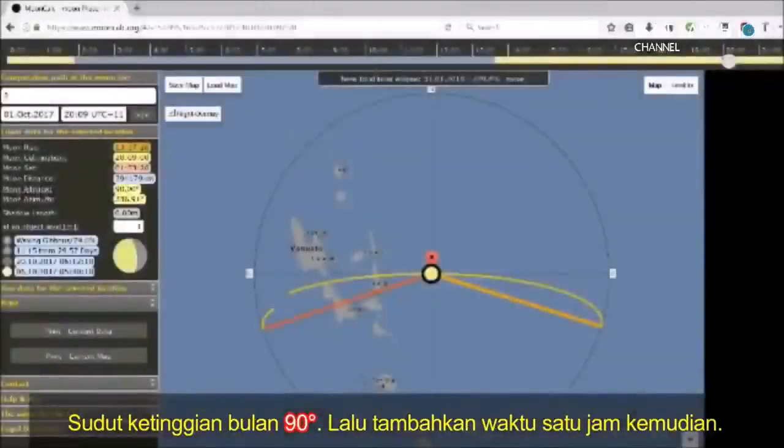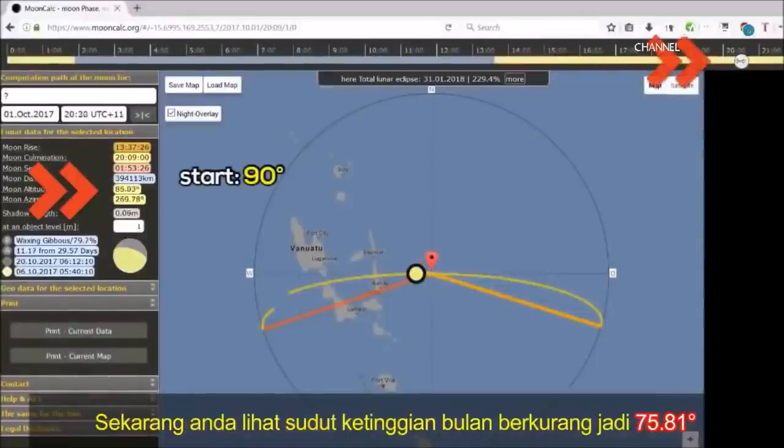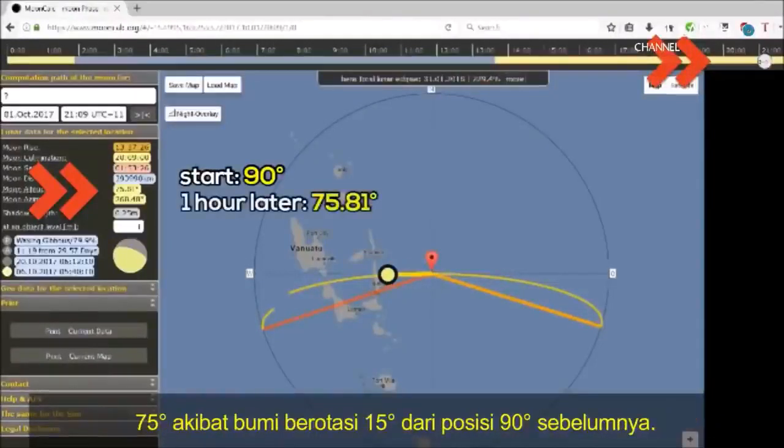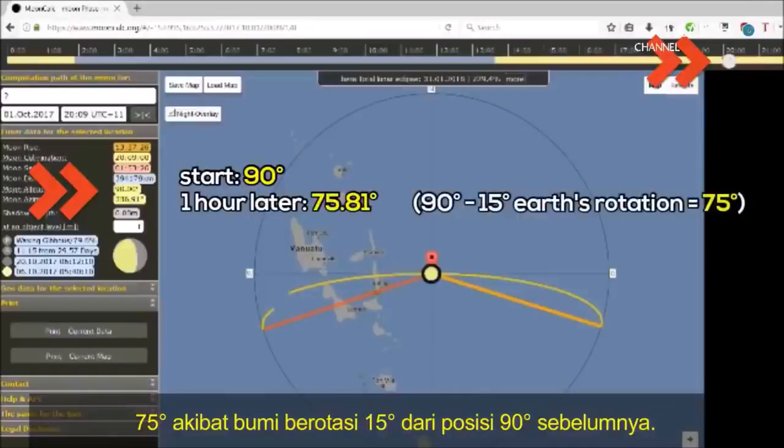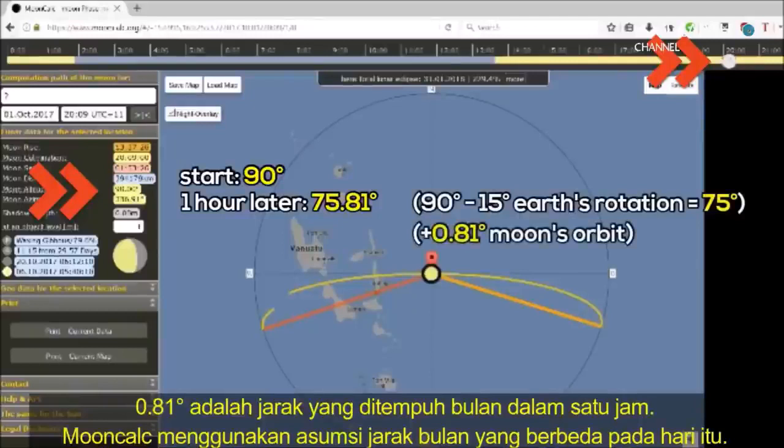The Moon's elevation angle is 90 degrees. Then change the time to 1 hour later. Now you see the elevation is subtracted to 75.81 degree. 75 degree because the Earth is rotating 15 degree from previous 90 degree elevation. 0.81 degree is the Moon's traveling distance in 1 hour.